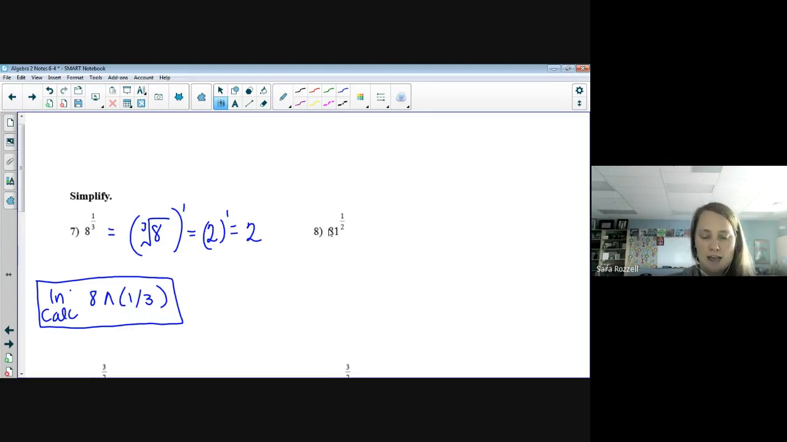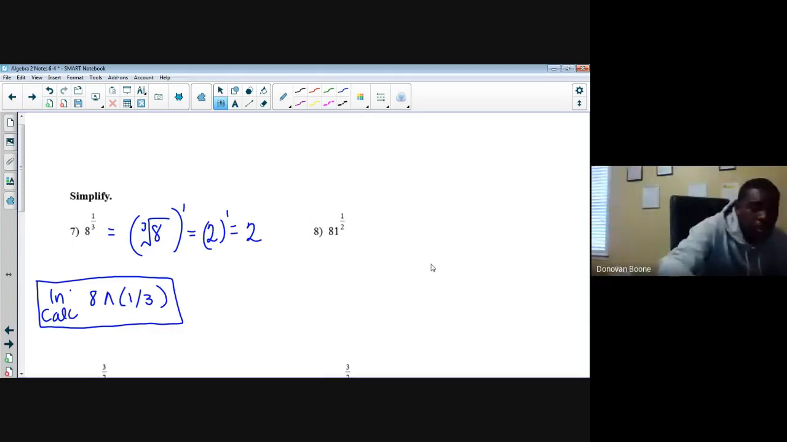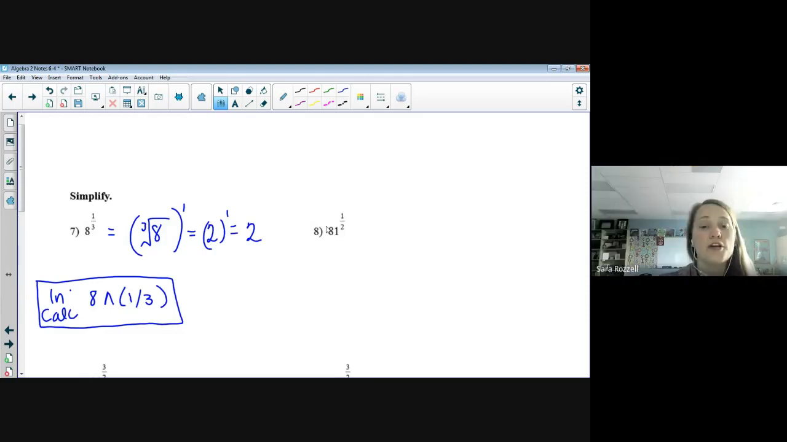Let's try number 8. Anybody think they got number 8 without looking at your paper that you just wrote down? It's 81 to the 1/2. This is the square root of 81, and then we're going to raise it to the first power. Anybody got an idea? Donovan, what do you think? You said what? I was picking on my headphone. We're trying to figure out this one, 81 to the 1/2 power. So it's the square root of 81 to the first, without looking at your paper. See if you can figure it out.